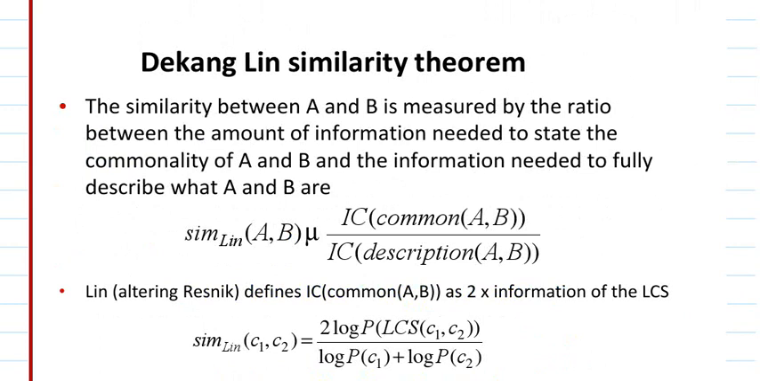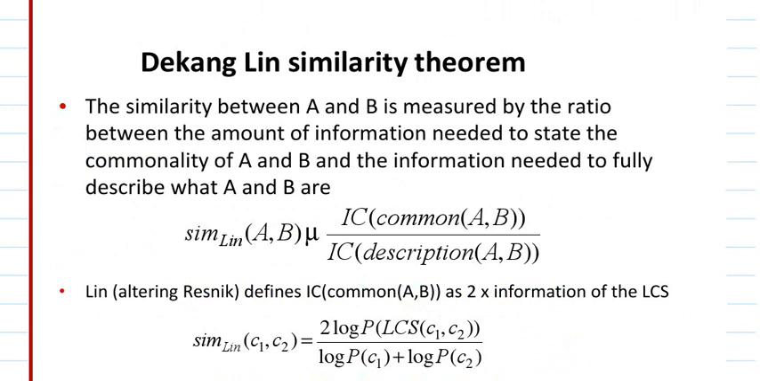So this can again be more precisely defined as: the similarity between A and B is measured by the ratio between the amount of information needed to state the commonality of A and B and the information needed to fully describe what A and B are, right?